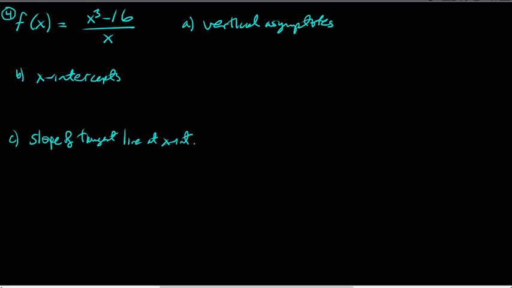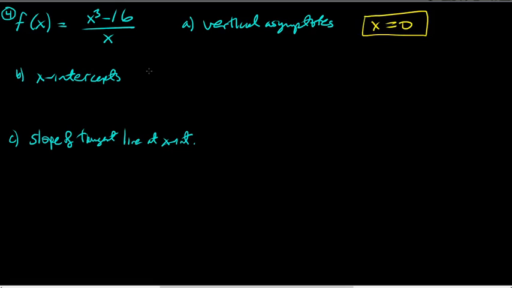Okay, and then number 4 is the only one you really had to graph. So I gave you this function, x cubed minus 16 all over x, and you're asked to find the vertical asymptotes. Well, by now that should be pretty easy. You just set the denominator equal to 0, and notice the numerator is not 0. So of course you just get x equals 0. There's really nothing to show there. That should be obvious.